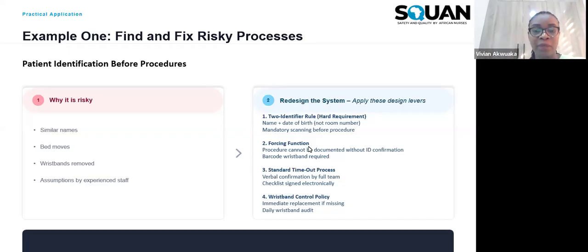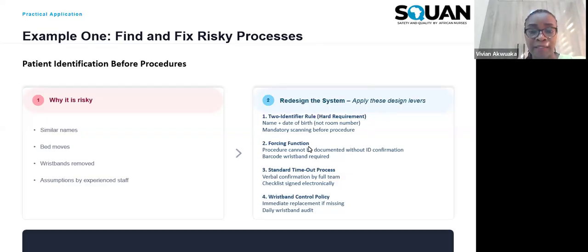So here, we've talked about the two patient identifier rule. It's a hard requirement, and it needs to be built into everything that we're doing. Before you carry out any procedure for a patient, you have to find out their name and their date of birth, not room number. And we make that mistake a lot in many hospitals, because they say D floor bed 6, you know. And then mandatory scanning before the procedure.